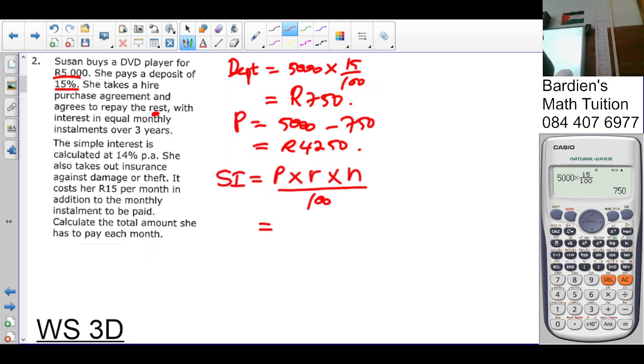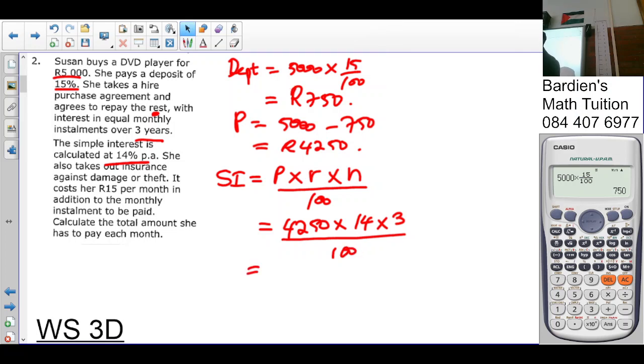So what's your P value? 4250 multiplied by the rate. What is the interest rate? 14%. It's 14 times 3 years. I've used the 3 years over 100. Work that out. So it's 4250 multiplied by 14 multiplied by 3. What do we get? 1,785. That is additional what we will be paying.